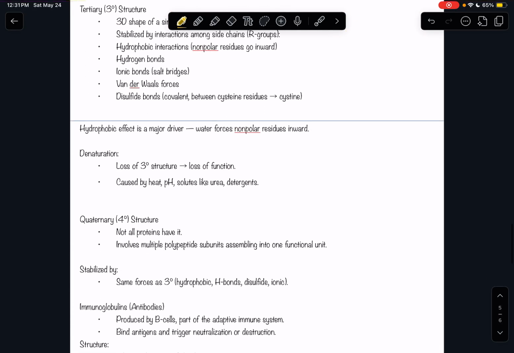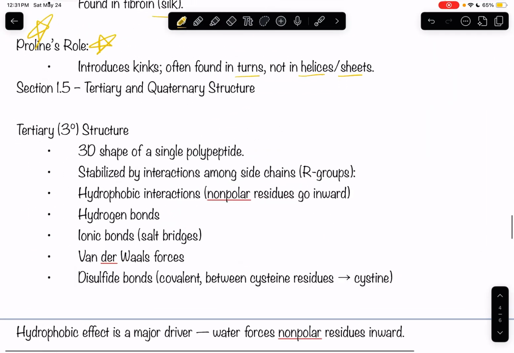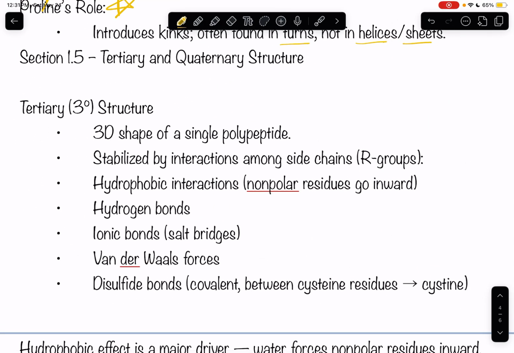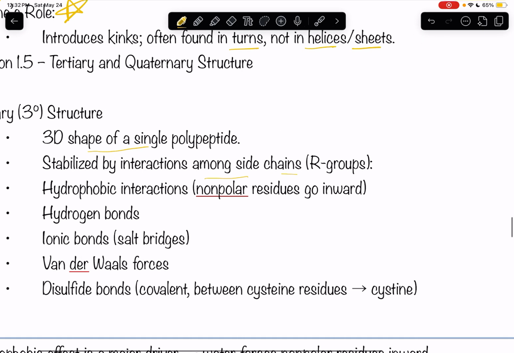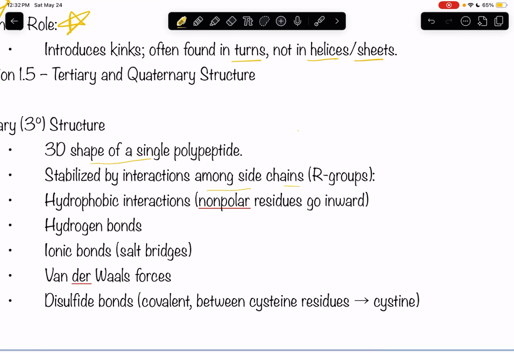Now let's finish up our protein structure by going into tertiary structure. It is the 3D shape of a single polypeptide, stabilized by interactions among side chains. These aren't just hydrogen bond interactions. We're talking about salt bridges, ionic interactions, all of these, among different side chains, meaning different types of amino acids. Like if you have glutamine reacting with that, or cysteine reacting with itself. If you have two cysteine molecules, those two will form a disulfide bridge. That's the same thing, interactions among side chains.